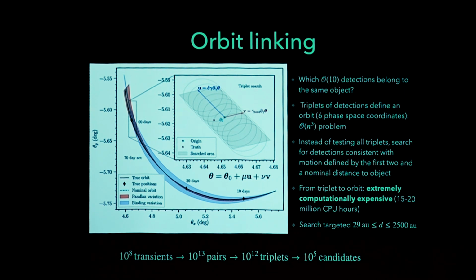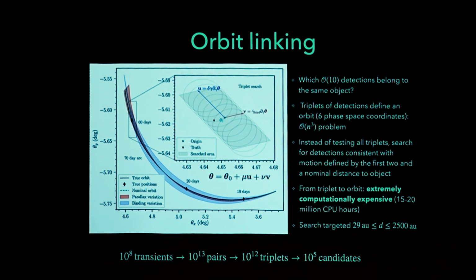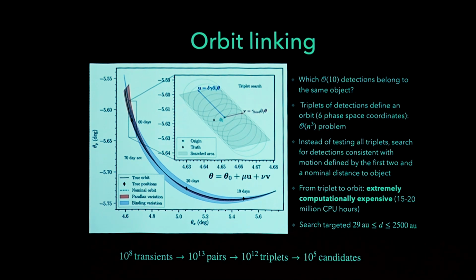This was incredibly computationally expensive: 15 to 20 million CPU hours. That is a lot of compute time. Thankfully, people at Fermilab were not so mad at us for using this, so we were able to actually do this. The problem here is that we could only target things further than 20 AU. Going closer, you have basically another factor of 10 in CPU time, so this is something that we could do.